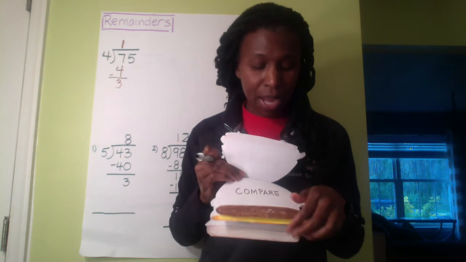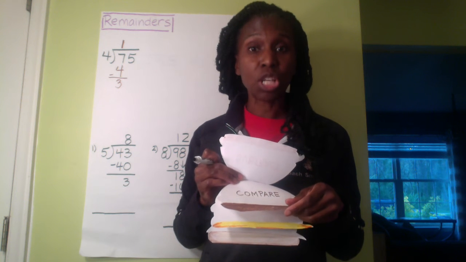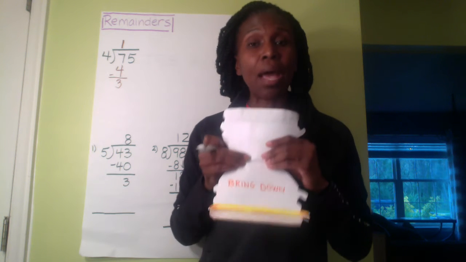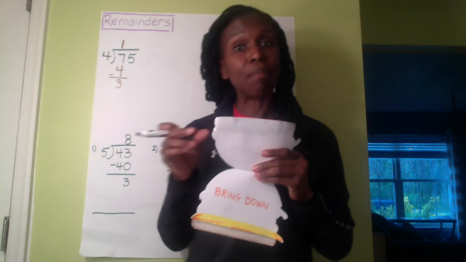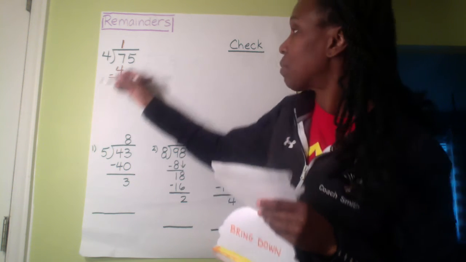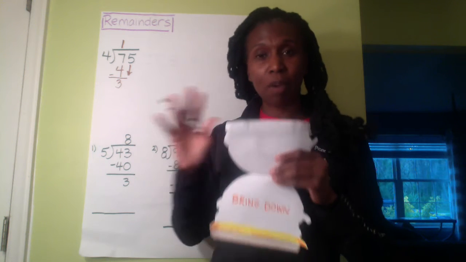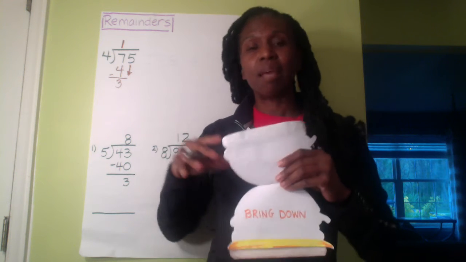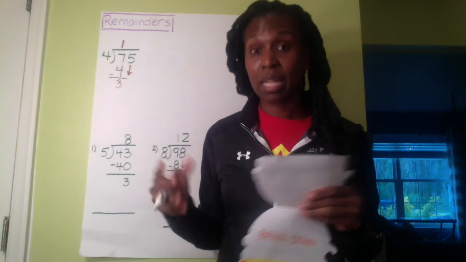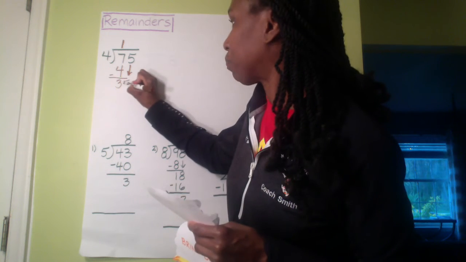Okay, after I compare, the next step, B, I bring down the next number in my dividend. Here, the number is 5. That's the next number, so I pull it down. Again, I like to draw the arrow because that helps me keep all of my numbers organized and makes it less likely for me to make a mistake. It's a good practice to do if you don't already. So I bring my 5 down.